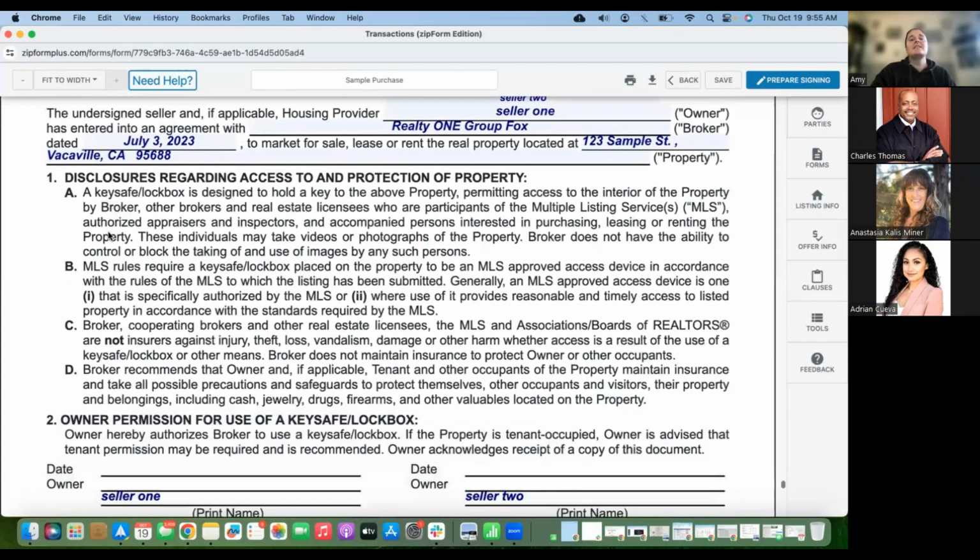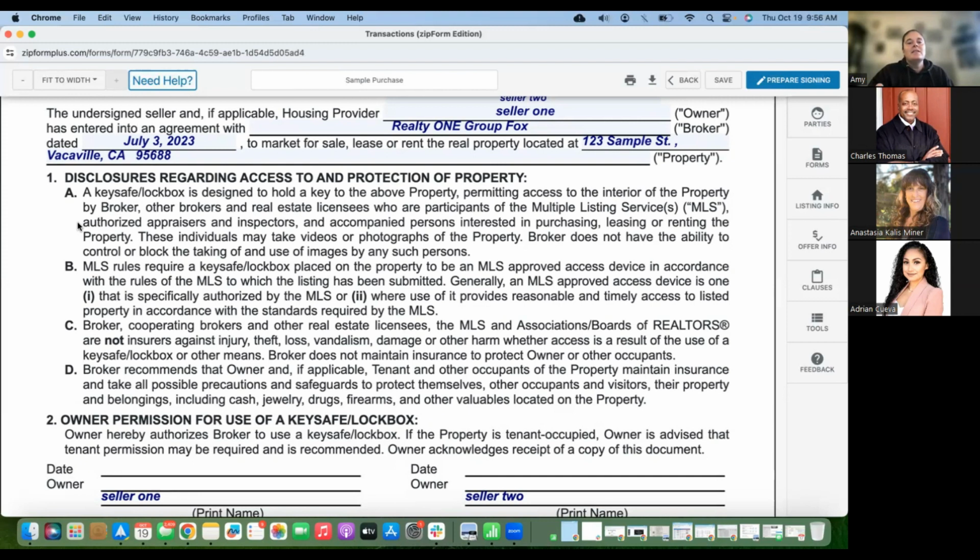Disclosures regarding access to and protection of property. A key safe lockbox is designed to hold a key to the above property, permitting access to the interior of the property by other brokers and real estate licensees who are participants of the MLS.